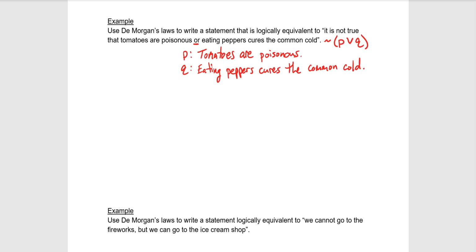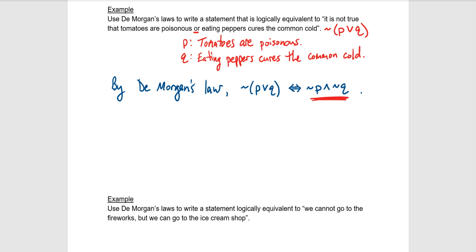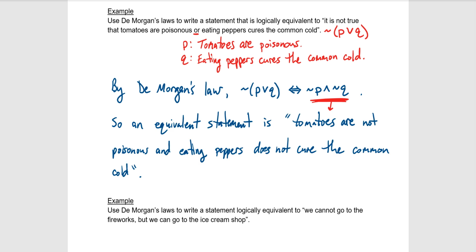Okay, so by De Morgan's law, we know that the statement it is false that P or Q is equivalent to the statement not P and not Q. So we just need to rewrite this one in words. So not P and not Q is going to be tomatoes are not poisonous and eating peppers cannot cure the common cold. Okay, so that would be our equivalent statement without having to create a truth table again.